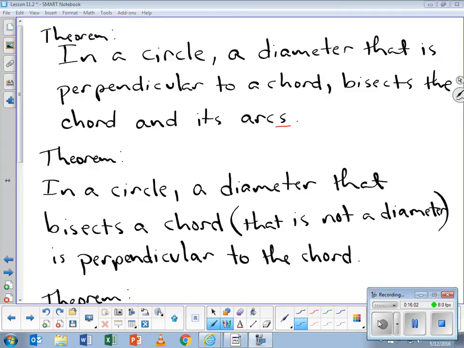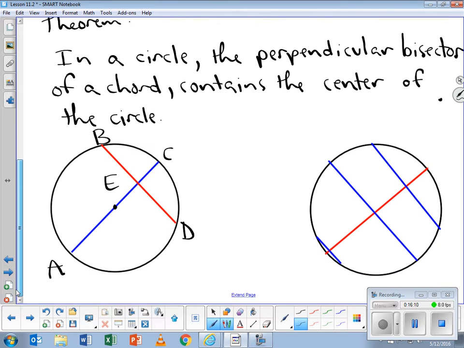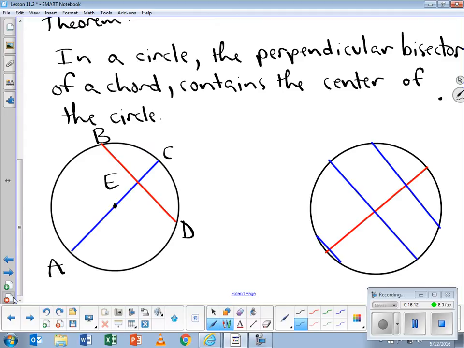Okay, the first one, just make sure you read my writing, says in a circle, a diameter that is perpendicular to a chord bisects a chord and its arcs. So here we have, in this first picture, a circle, we have a diameter. If this diameter bisects this chord, that means it cuts it into two equal pieces. Okay?